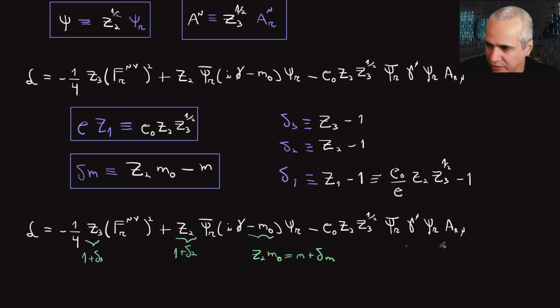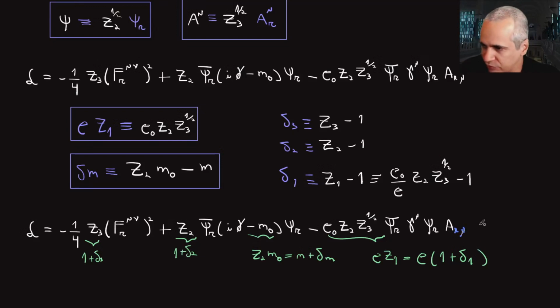And same here, this guy will be e Z1, according to this definition, which is just e times 1 plus delta 1, using this. And then I have an interaction, a 3-point operator here, which is just like QED, but with the physical charge now, plus a counter term. And here you can see why I introduced this Z1. I'll have a counter term explicitly, a counter term for the 3-point function.